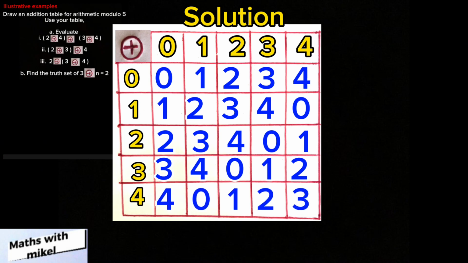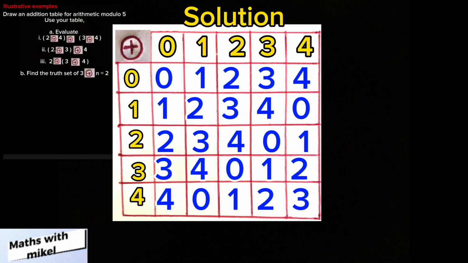Let's take a random one. The 2 plus 3 will give us 5. Now 5 in mod 5 is 0. 2 plus 4 is 6. 6 in mod 5 is 1. So we use the same idea to fill in all the values to complete the table.